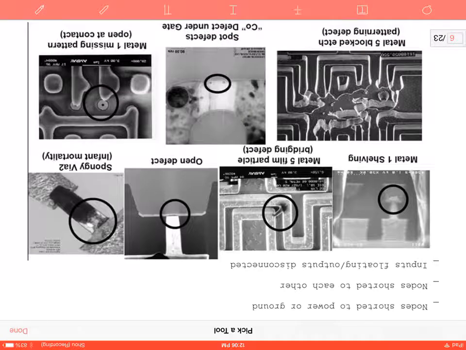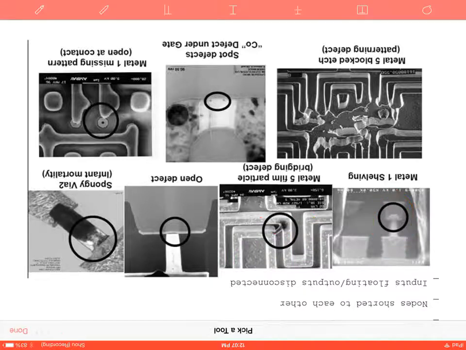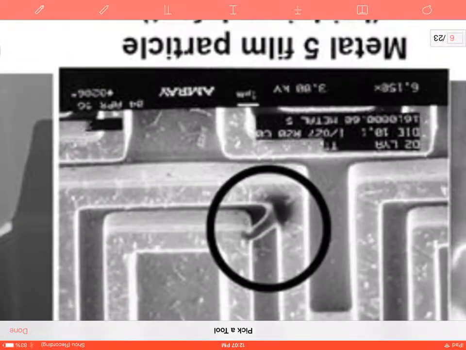Layer to layer shorts. Okay, so I can show you this picture here. We are now talking about different levels. So let's say we have metal one shelving. So we have this concept where things get shorted to one another. They don't properly maintain the differences. Here, this is a metal 5 film particle. So these are supposed to be separate. They're propagating two separate values through the circuit, but they're shorted. And let me get rid of that so you can see. Right?